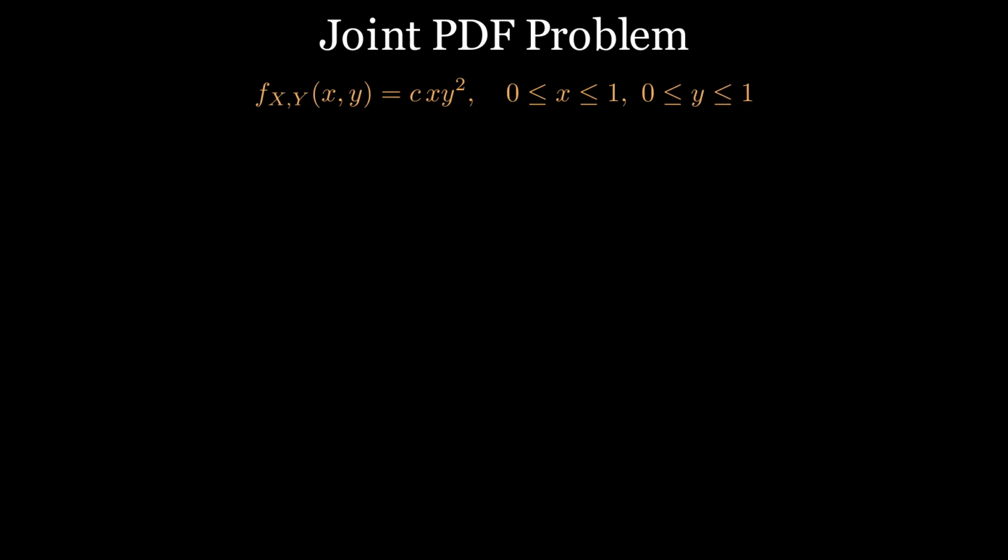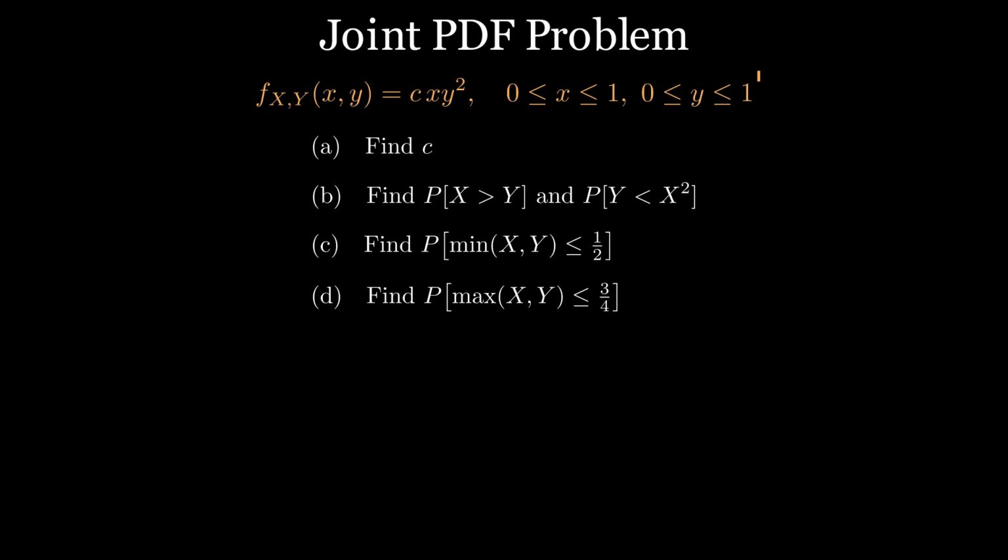Random variables X and Y have joint PDF f(x, y) equals c times x times y squared for x and y in the unit square, 0 elsewhere. Four parts to solve: find the constant c, find P(X > Y) and P(Y < X squared), find P(min(X, Y) ≤ 1/2), and find P(max(X, Y) ≤ 3/4).